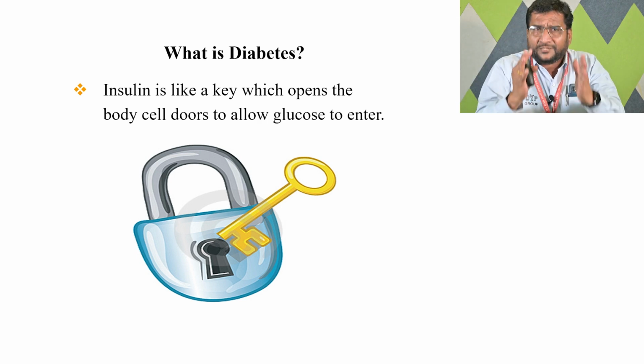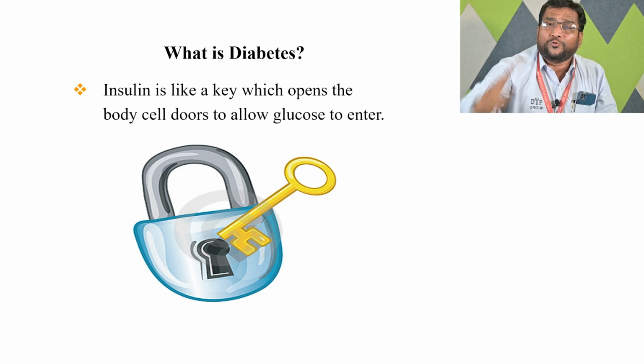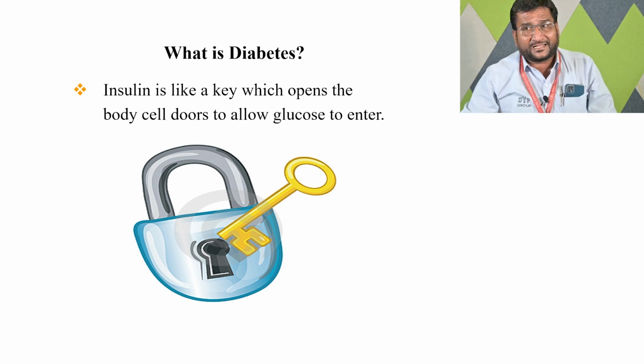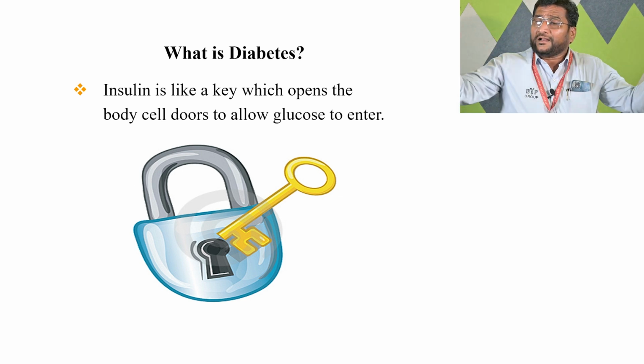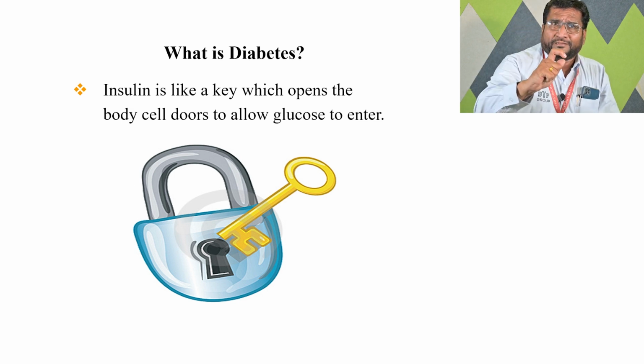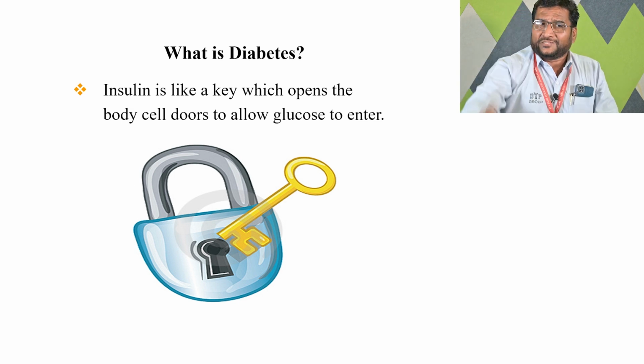So what exactly is the role of insulin? The role of insulin is only to aid the entry of glucose inside the cell. Once a sufficient amount of glucose reaches inside the cell, it can perform its natural function. So here the role of insulin is to act as a key which opens the body cell doors.